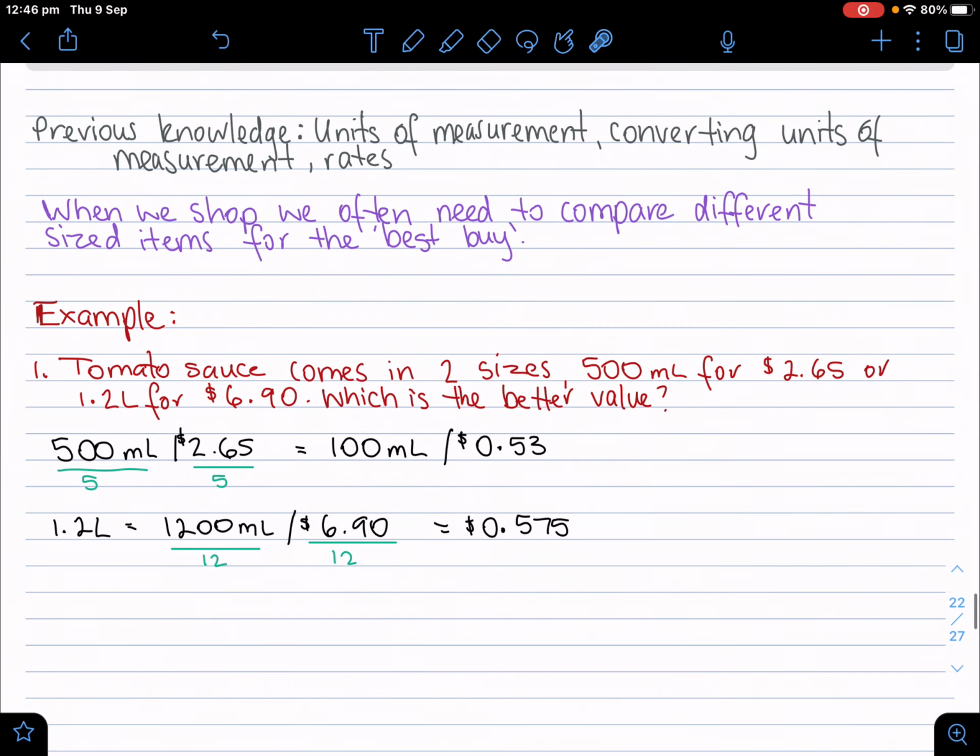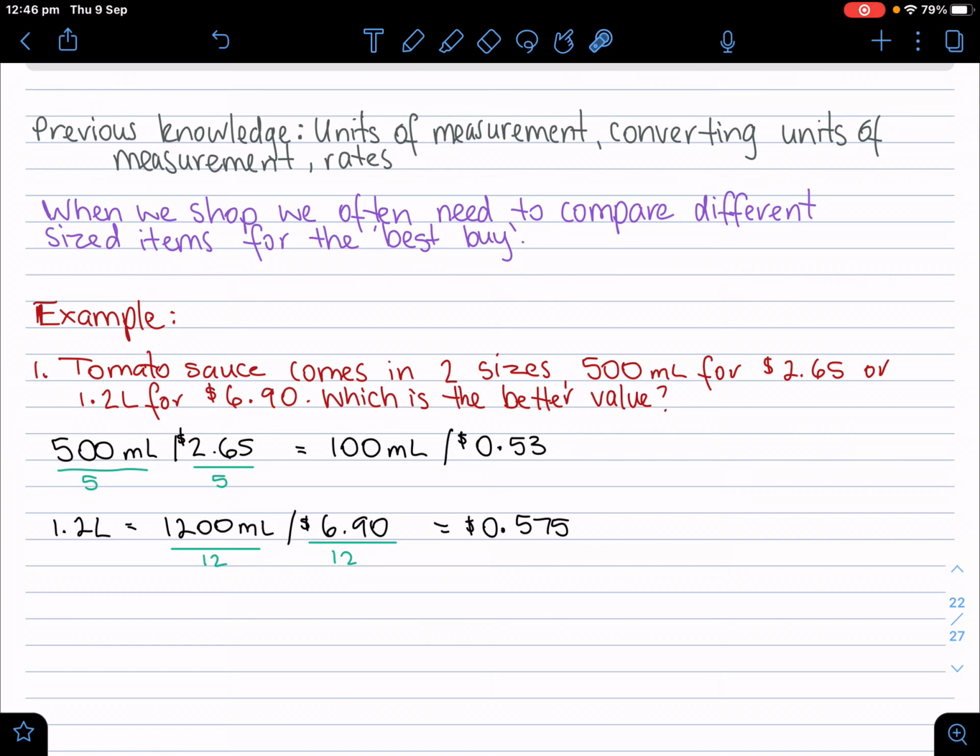So what is unit pricing or best buy? Well, when we go to the supermarket or we go to buy something, normally we need to compare different size items to see which one is the best buy. For example, is it better to buy two 500-gram packets of the same item, or is it cheaper for us to buy the 1 kilo? And that's where we compare by going down to a unitary method.